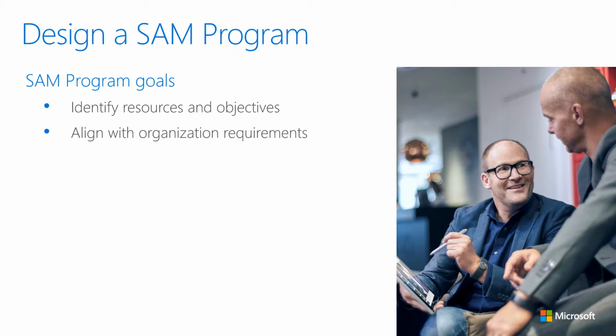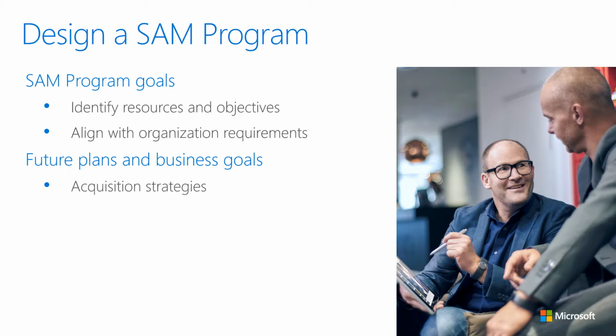But it's also a great time to talk about an organisation's future plans and business goals. This might include considering new or improved acquisition strategies. Is now the time to consider an enterprise agreement, for example? An EA offers many benefits to a customer who can count all of their desktop devices and commit to covering them with Windows, Office or CAL Suite licenses.